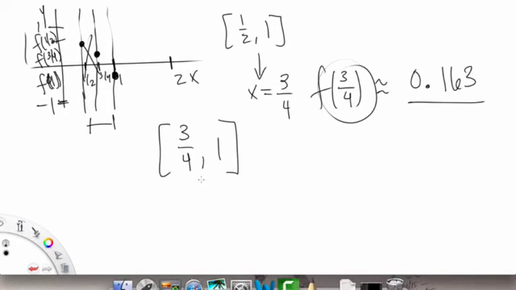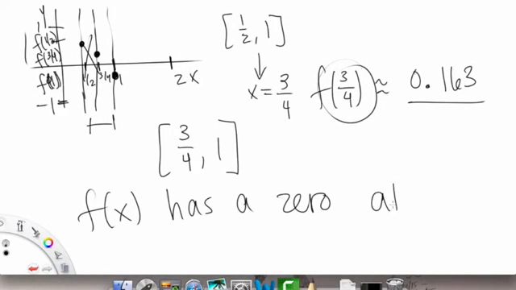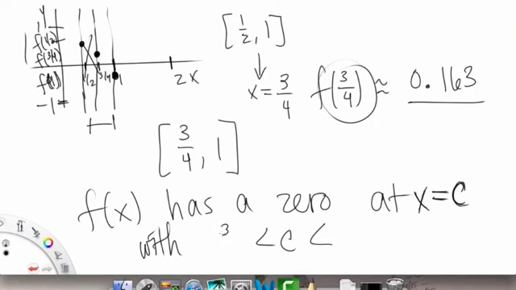So on this interval, we can say that f of x has a 0 at x equals c. We still don't know the exact value. I mean, you can keep going and bisecting the intervals here, but we don't have all day, so usually what I do is just go as far as the problem tells you to. But anyways, f of x has a 0 at some point, some x value, with c being between 3 over 4 and 1. So it can't be the endpoints, even though I wrote it in the interval here.